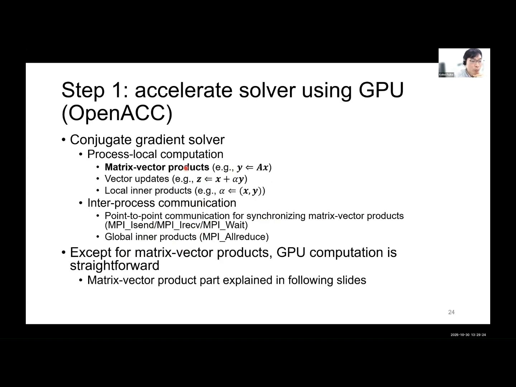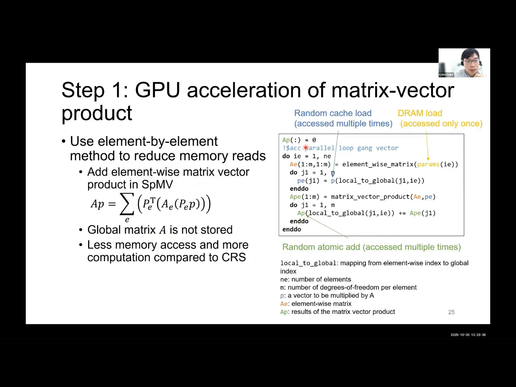Except for the matrix vector products, the GPU computation is straightforward. And so I will explain about the matrix vector products in the next slide. So this is the matrix vector product kernel. We use an element by element method to reduce the memory reads.